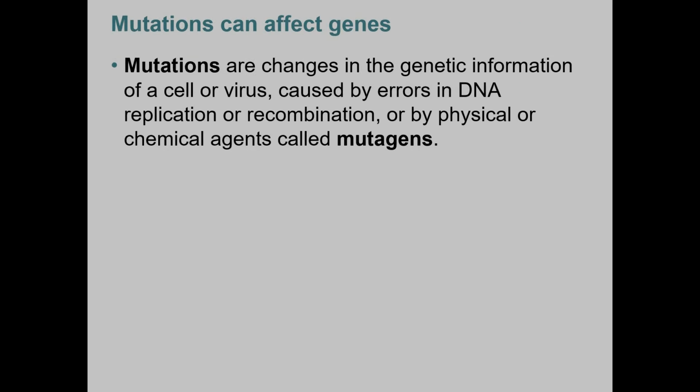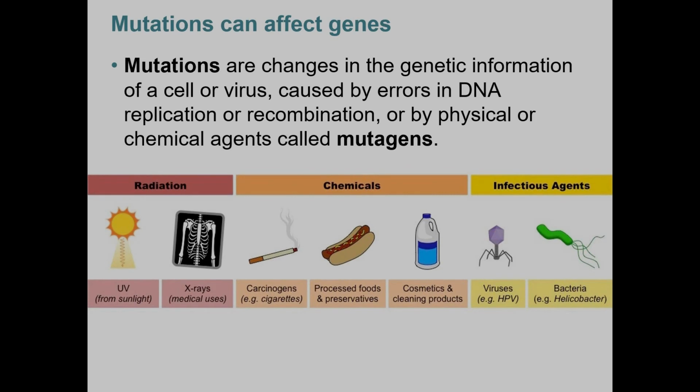Now we need to talk a little bit about mutations. Mutations are changes in the genetic information of a cell or virus. They're usually caused by errors in DNA replication or recombination, but sometimes they're caused by other things. A physical or chemical agent that causes a mutation is called a mutagen.